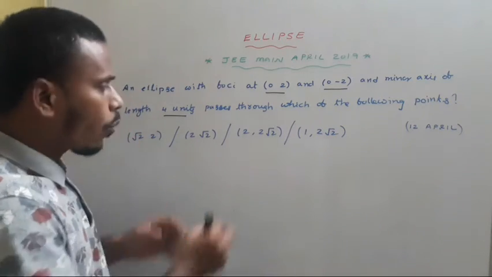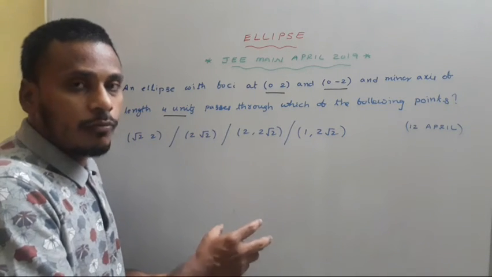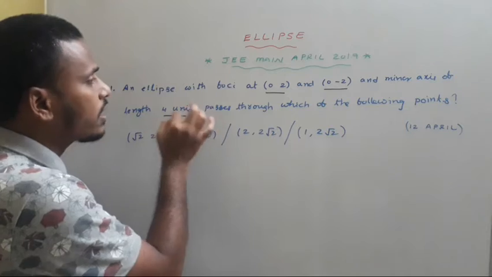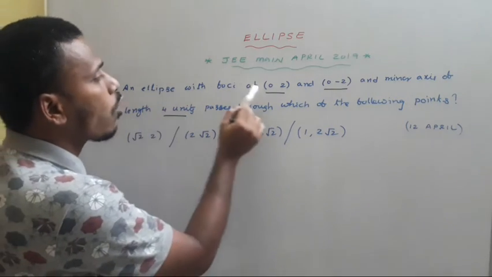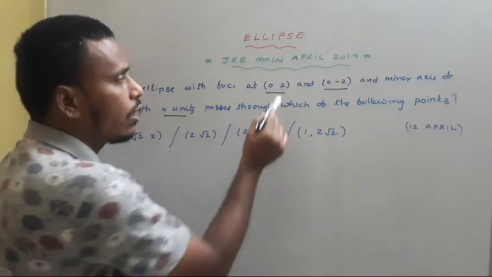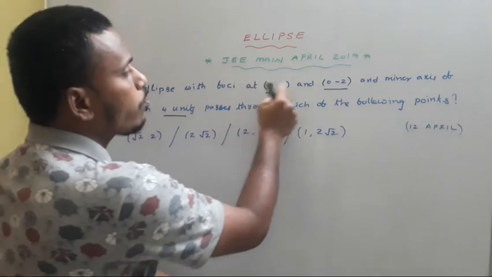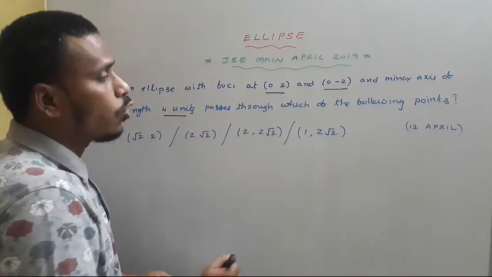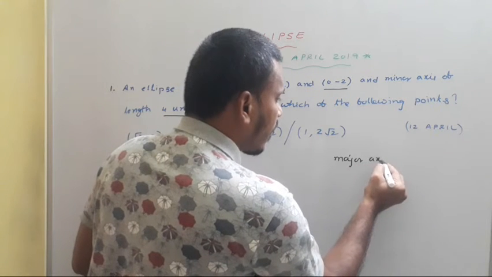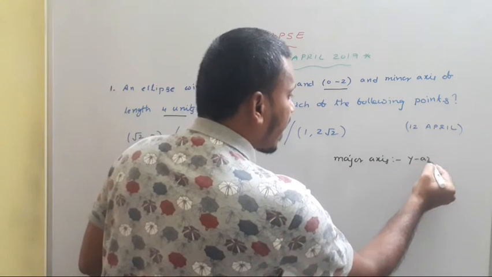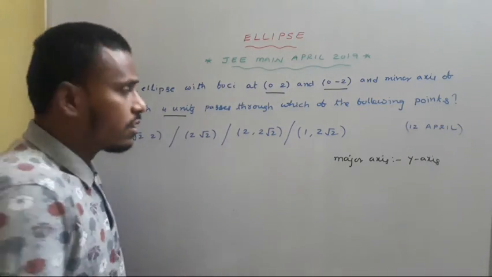Right. So, while framing the equation of the ellipse, we need to think about the length of the major axis and the length of the minor axis. And the first thing: what is the center of the ellipse, or what are the axes of the ellipse? As given, an ellipse with foci at (0, 2) and (0, -2). These 2 points are on the y-axis because x is 0. Since these 2 points are on the y-axis, the major axis is the y-axis. Automatically the minor axis will become the x-axis, and its length of 4 units is given.